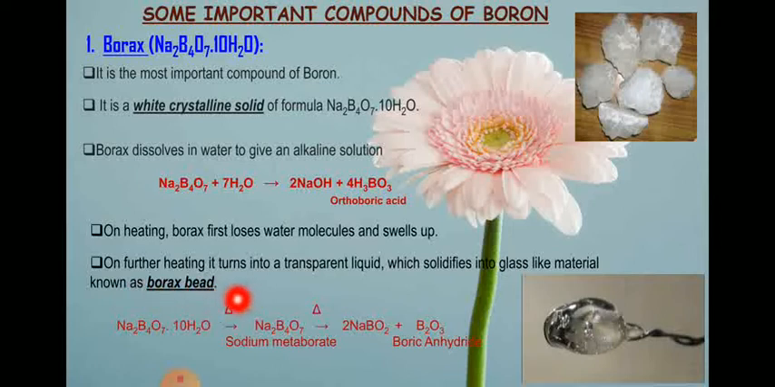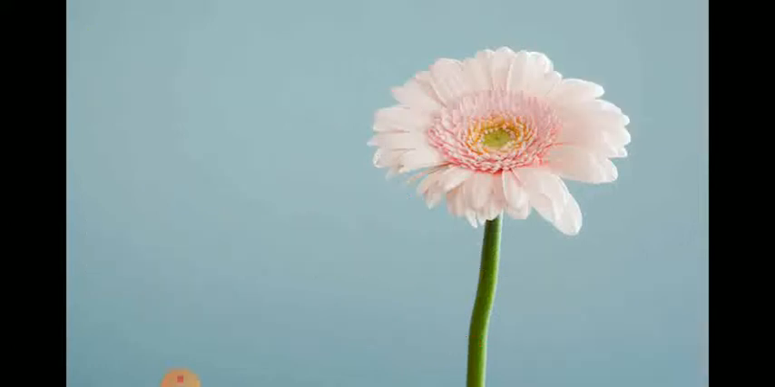Na2B4O7.10H2O, when heated, loses water molecules, forming Na2B4O7, also called sodium tetraborate. Upon heating, it forms NaBO2 and a borax bead, along with the formation of boric anhydride. This is about a few properties of borax, a compound of boron.